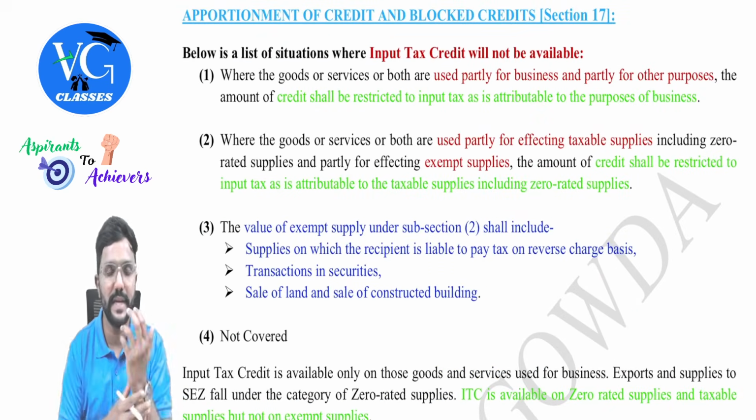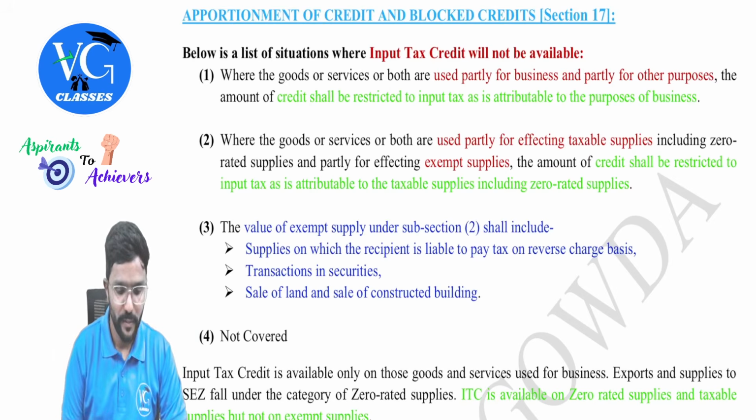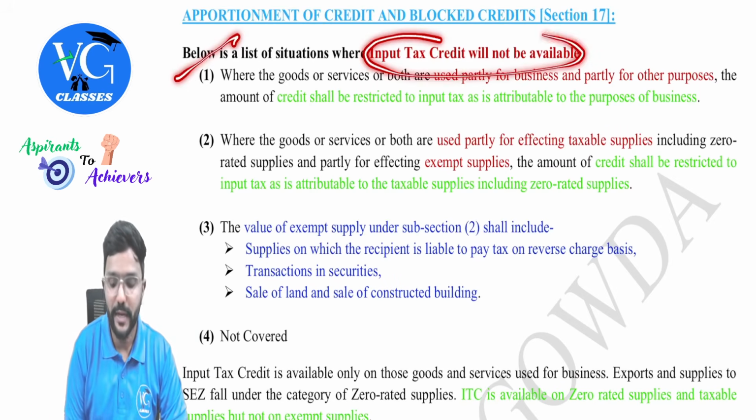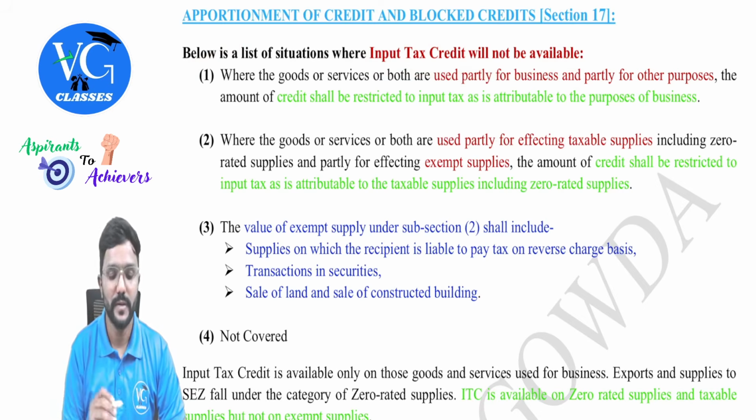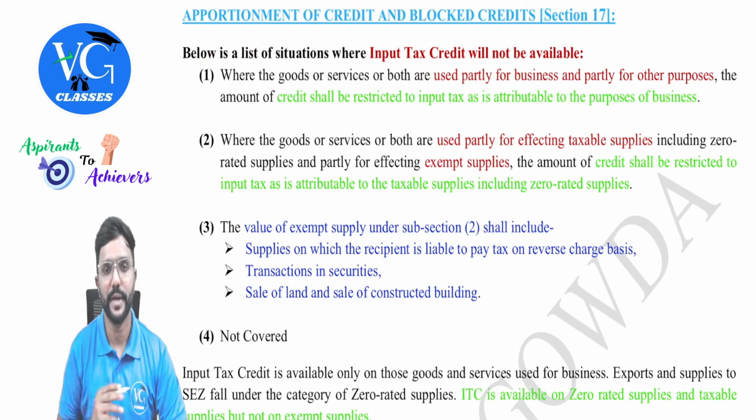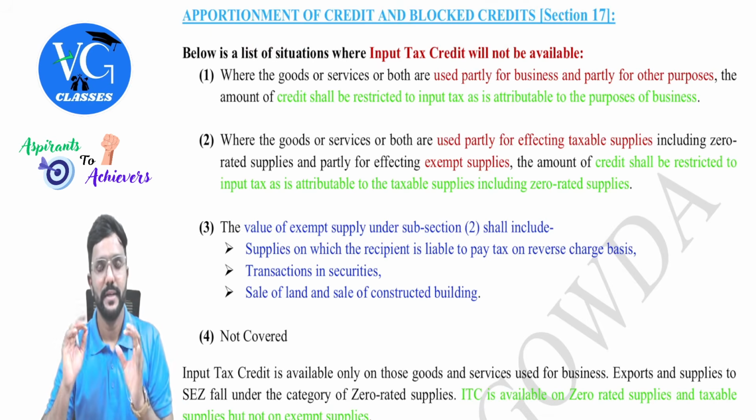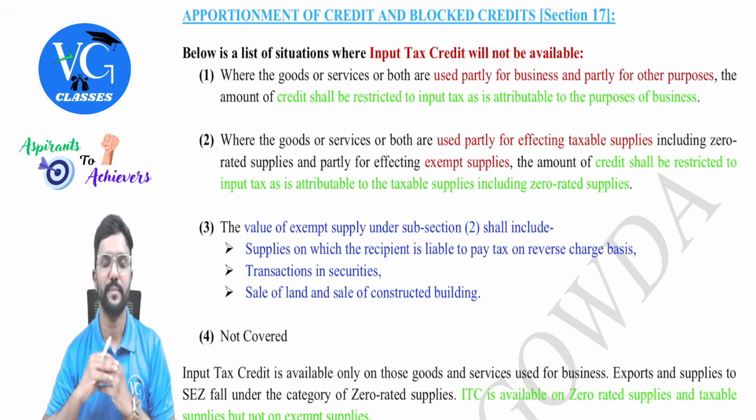Section 16 is completely done. Then 17, guys. Below is the list of situations when input tax credit will not be available. So section 17 talks about apportionment of credit or blocked credit. Guys, we already learned that the input service or capital goods, which is taken as inward supply, has to be used for business purpose.